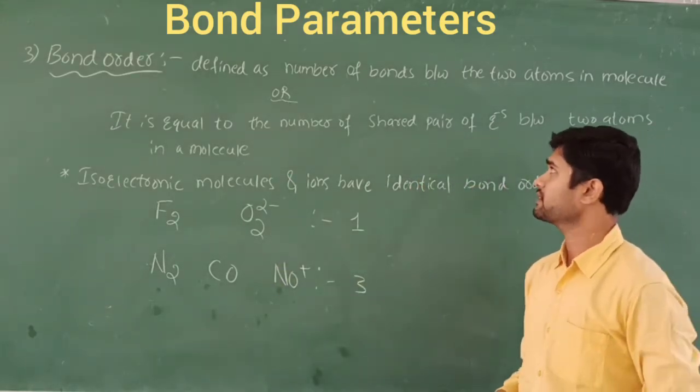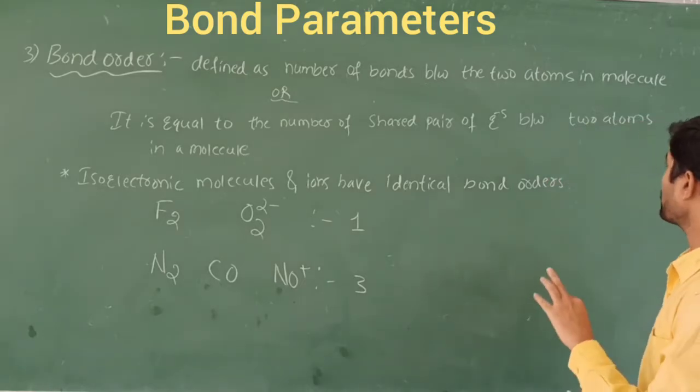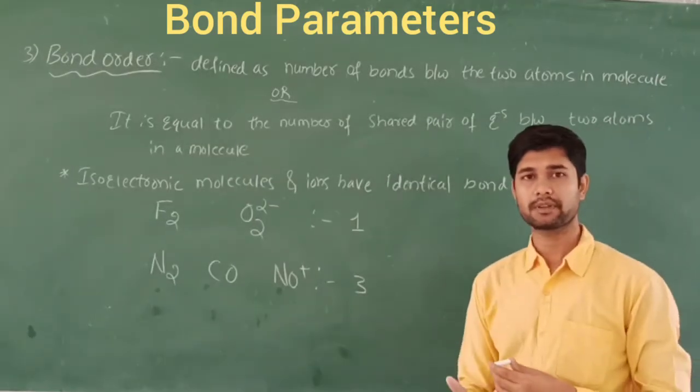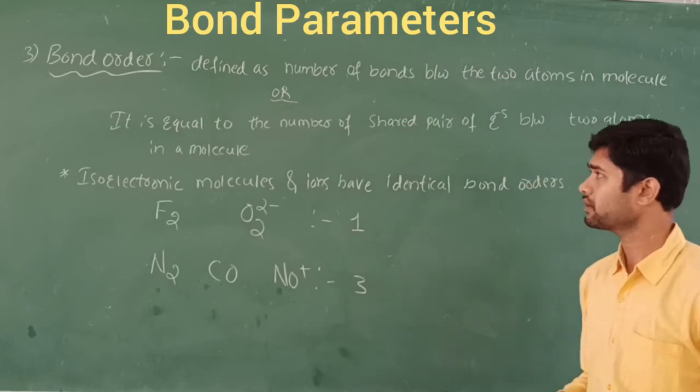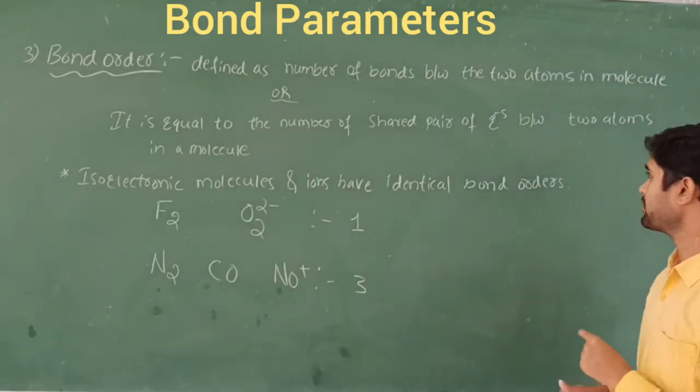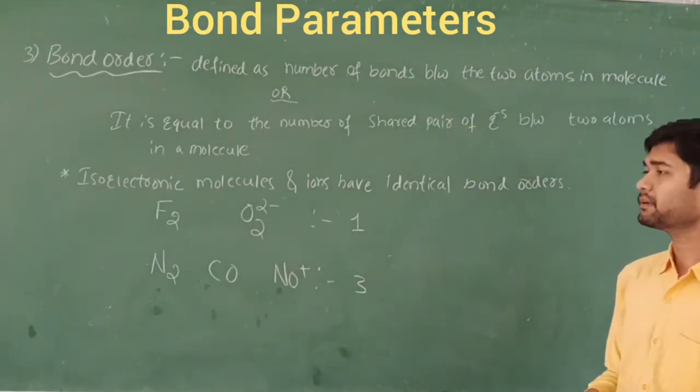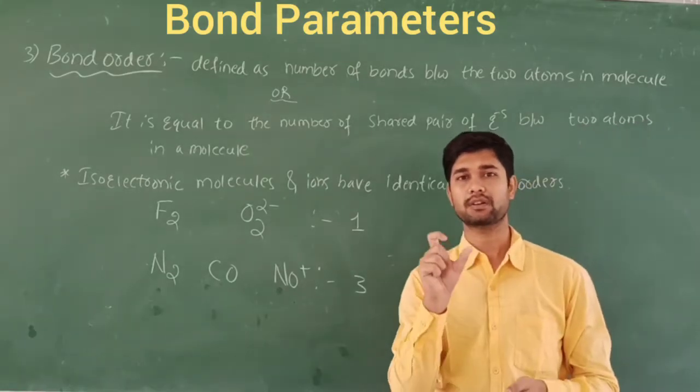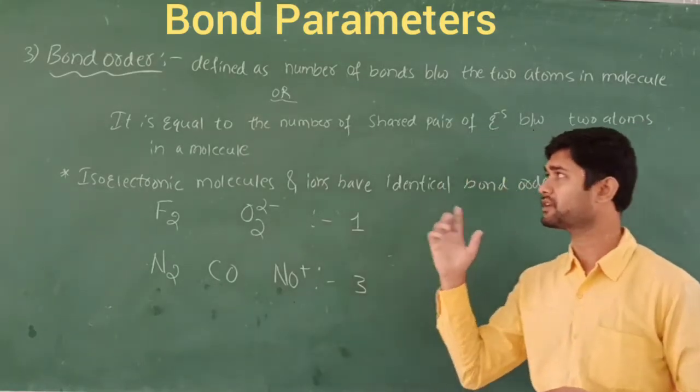Let's discuss the third one, bond order. It is defined as the number of bonds between the two atoms in the molecule. How many bonds there are is what is calculated here. Or it is equal to the number of shared pairs of electrons between the two atoms in a molecule. How many pairs are shared here is called the bond order.